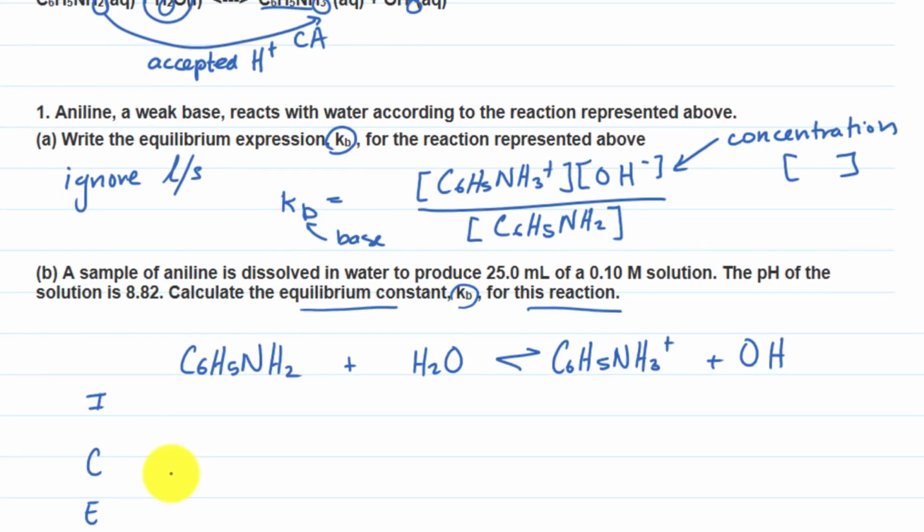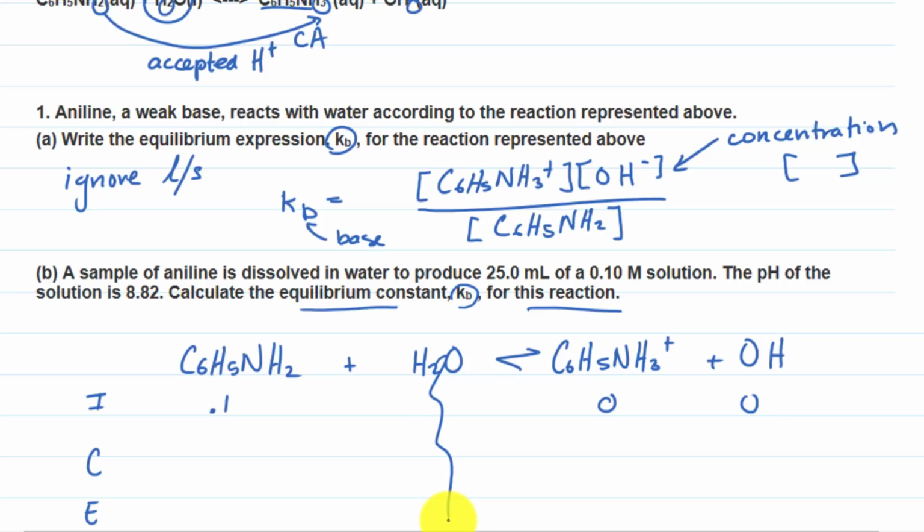So based on our ice table, what do we have initially? Of course, we know for sure there is nothing on the product side because we haven't made anything. We haven't let it react yet. And what do we know about aniline initially? Well, when we write our equilibrium expression, we are focused on the concentration. We know that the initial concentration is 0.1, okay? And what about water? Well, water is a liquid, so we can just ignore it, okay?